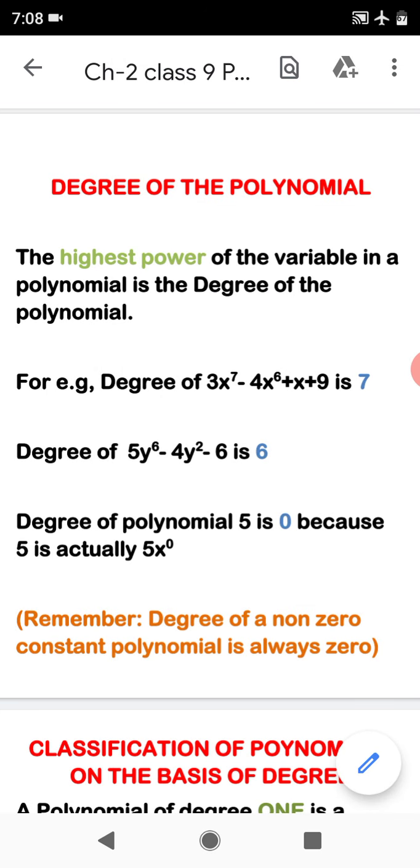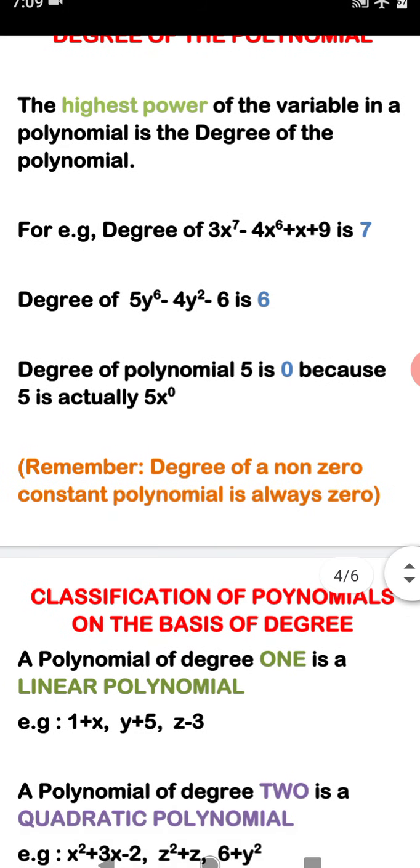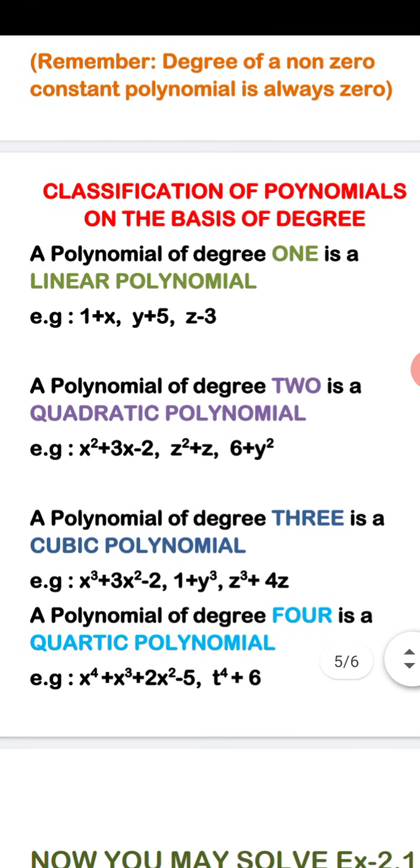Now, I hope you have understood how to find out the degree of a polynomial. Now, on the basis of degree, we have classified the polynomials. Classification of polynomials on the basis of degree can be understood by the following points. The polynomial of degree 1 is called a linear polynomial. Polynomial of degree 2 is called a quadratic polynomial. And polynomial of degree 3 is a cubic polynomial. Polynomial of degree 4 is a quartic polynomial. These are specific names given to the polynomials based on their degree.